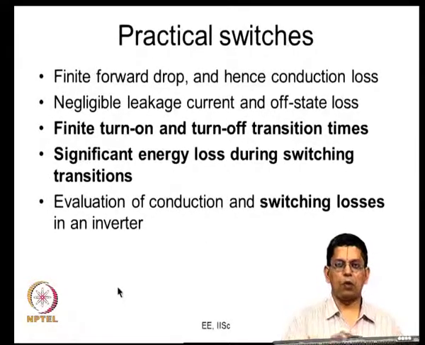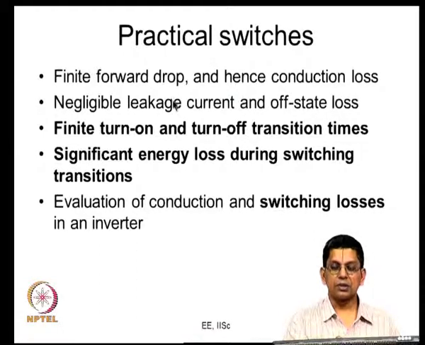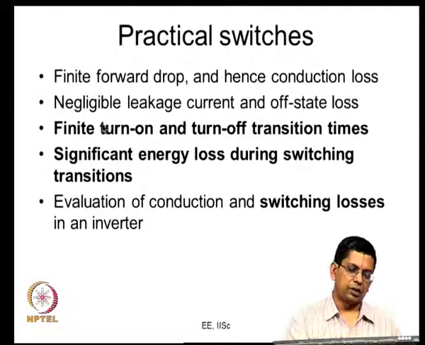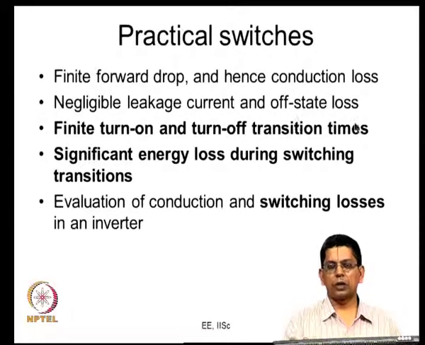As we have seen before, there is a finite amount of forward drop. Hence, whatever current is flowing, this forward drop multiplied by the current is the power dissipated in the transistor, and therefore there is some conduction loss, which was our subject for discussion in the last lecture. Even in a practical switch, the leakage current is negligible, and whatever loss it could cause is negligible, thankfully, and we normally ignore the off state losses in most power semiconductor devices.